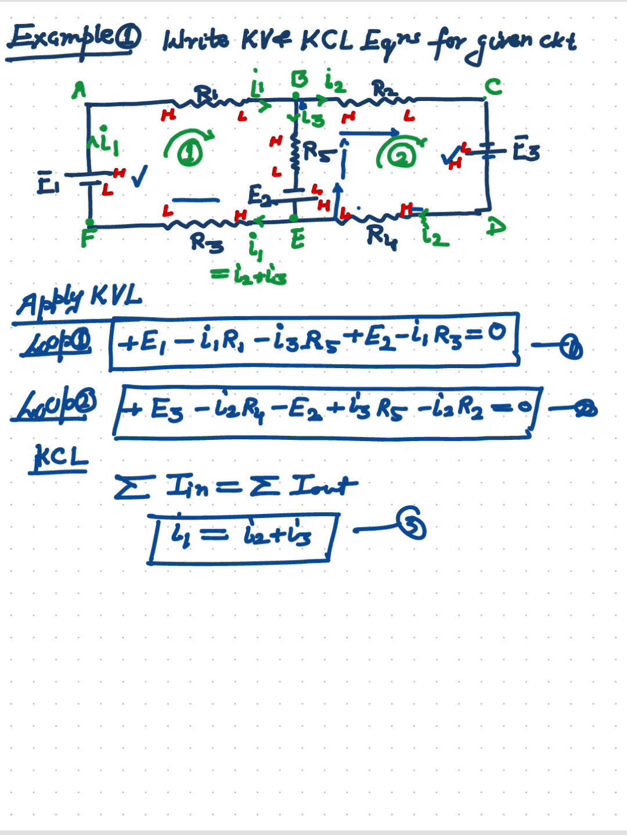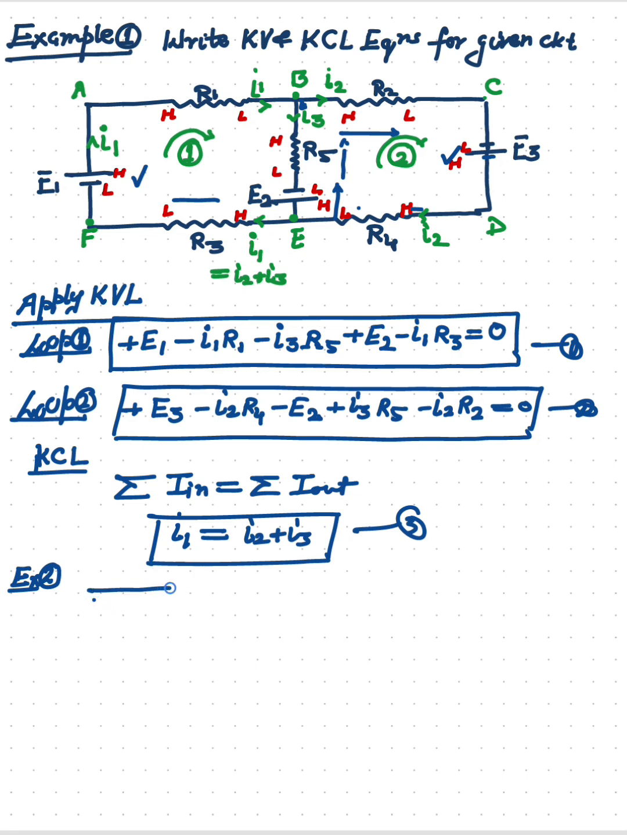Okay, and we can also discuss one more problem. Okay, now let's see another example here. Example 2 I am taking. Again write KVL and KCL equations for the circuit. Let me draw.